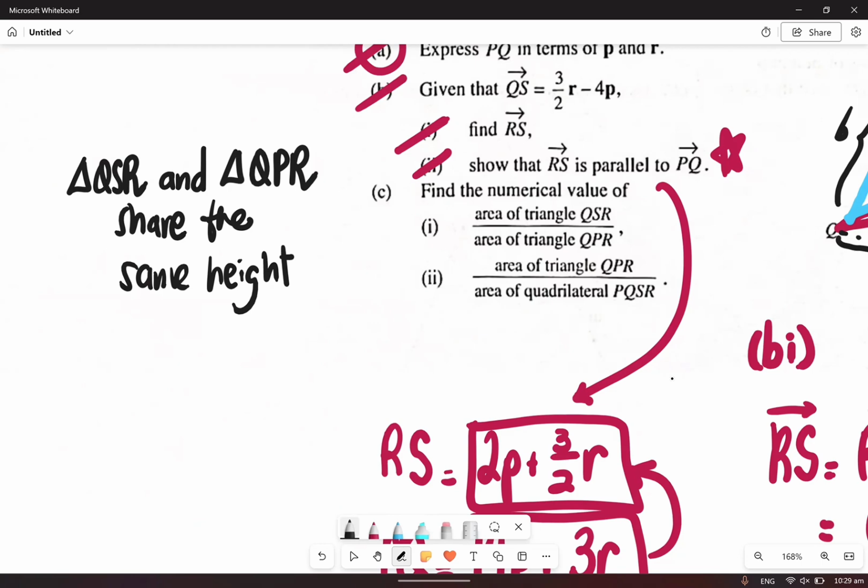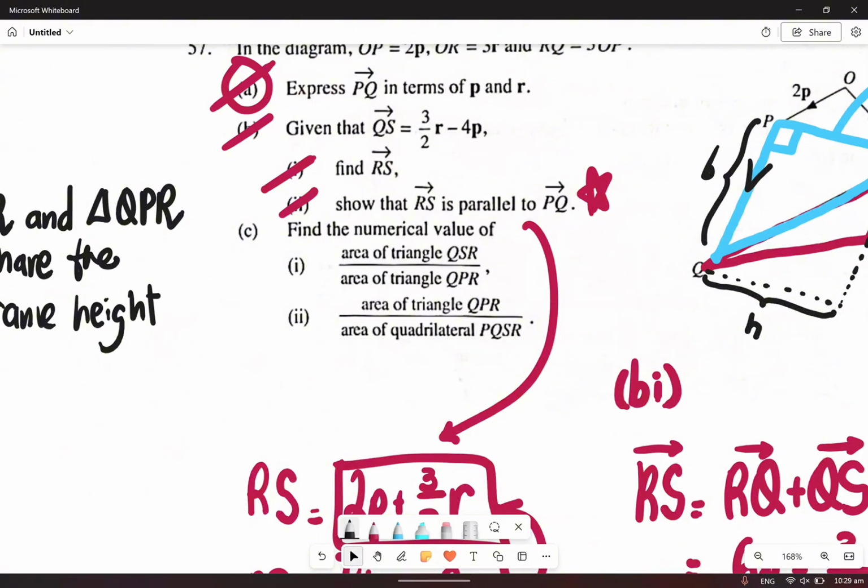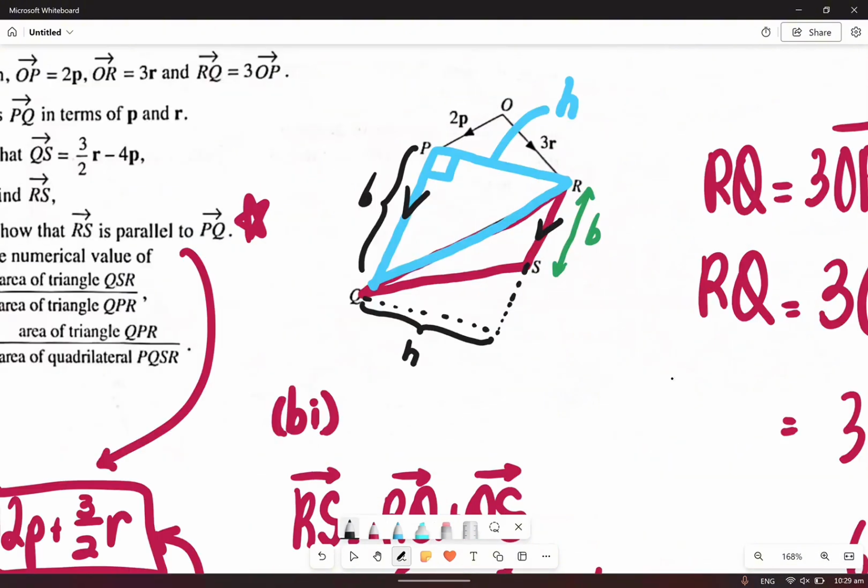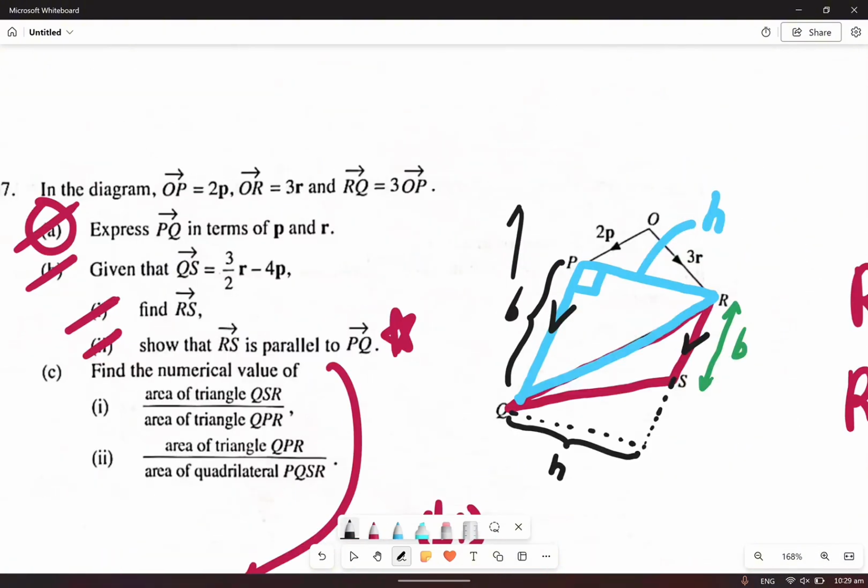And I don't know if you recall, we know what's PQ, right? What's PQ? What is the vector for PQ? Sorry, how much? 4P plus 3R. Very good. What is the vector for RS?